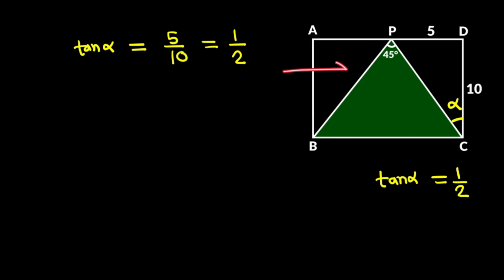Now move to the left side. We don't know the top segment from A to P, so let's call it X. Call the angle at B beta, and AB will be equal to CD, that is 10. Again, use tangent. Tan beta is X/10.